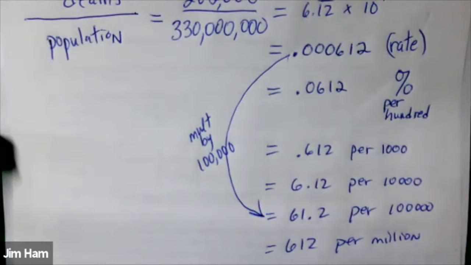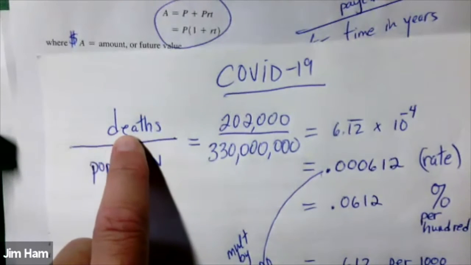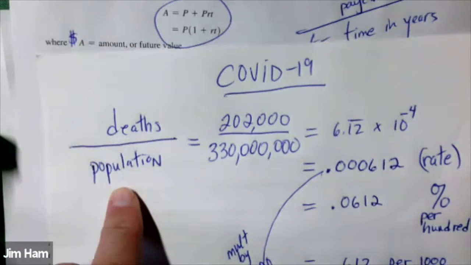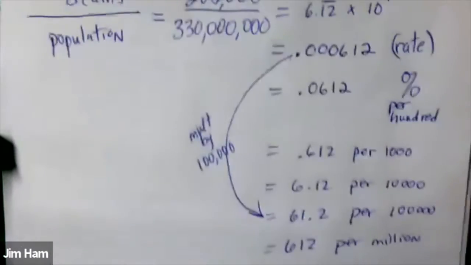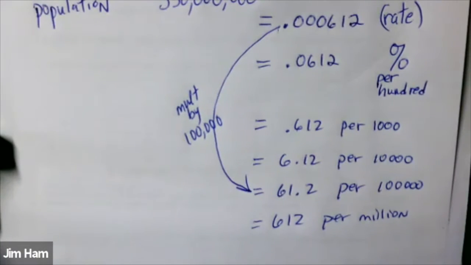And then you could say 61.2 per 100,000. And this is kind of the only real valid way that you should compare cities or counties or states or even countries. If you want to compare how well they're doing, all you have to do is take the number of deaths in that country divided by the population of that country, the number of deaths in that county divided by the population of that county. And then you would be able to compare apples to oranges.